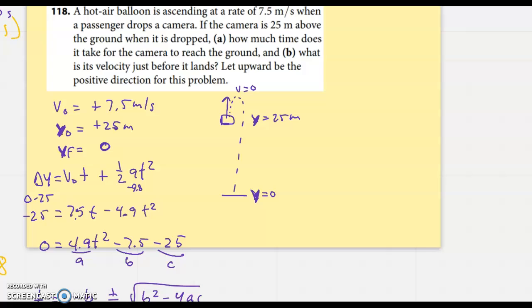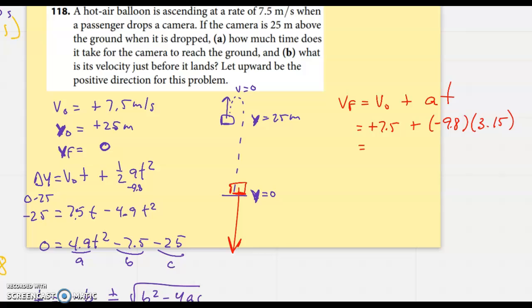And now that I've done all of that, part B is pretty simple. What's the velocity just before it lands? So it's going to be coming down, and it's going to be coming down pretty fast. I can figure it out pretty easily by saying final velocity equals initial velocity plus acceleration times time. So initial velocity was positive 7.5. Acceleration is negative 9.8. And now we solve for that time of 3.15 seconds. So when I put that in there, I ended up getting negative 23.27 meters per second.